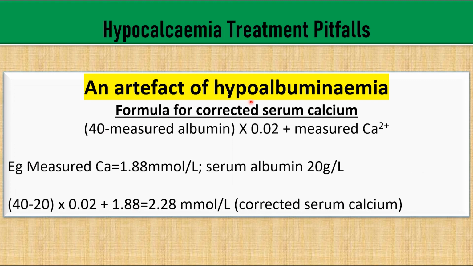I think it's important for everyone to know that hypoalbuminemia will cause artifactual hypocalcemia. Hence, in clinical practice, we will only use the corrected serum calcium level in deciding our clinical management. So this is a formula for you to calculate the corrected serum calcium. Basically, it's 40 minus the measured plasma albumin, times 0.02, plus the measured plasma calcium level. So this will be an example to guide you on how to use this formula.